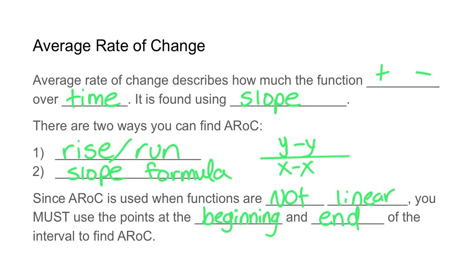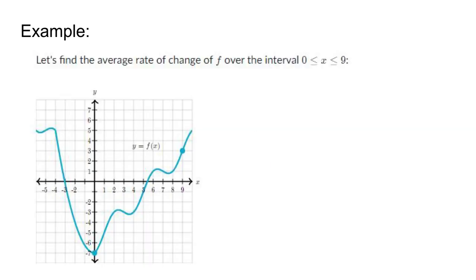So let's do some examples of this. So here they've asked us to find the average rate of change over the interval from 0 to 9. Now these numbers in that interval tell me the x values of the points I'm supposed to use. So I've got to find the point where the x is 0 and find the point where the x is 9. And they actually show us those on here, but I've got a point here at 0 and I have a point up here at 9.